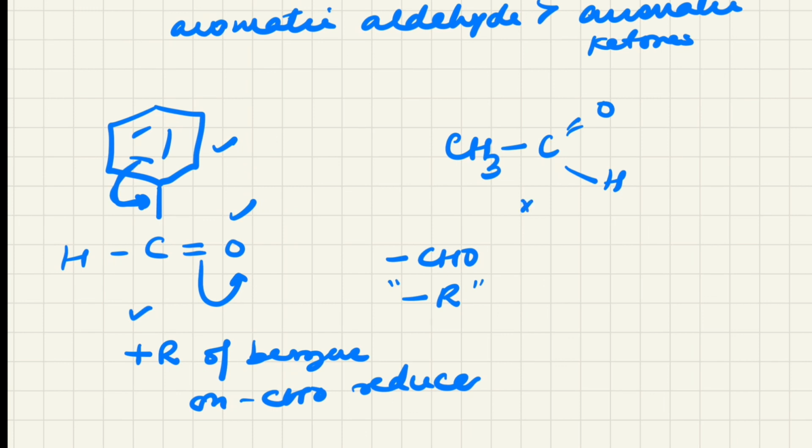So this is not happening here. Here CH3 is electron donating, but that is due to plus I effect, whereas here it is happening due to resonance effect. So always aromatic aldehydes and ketones will show the reaction slower.